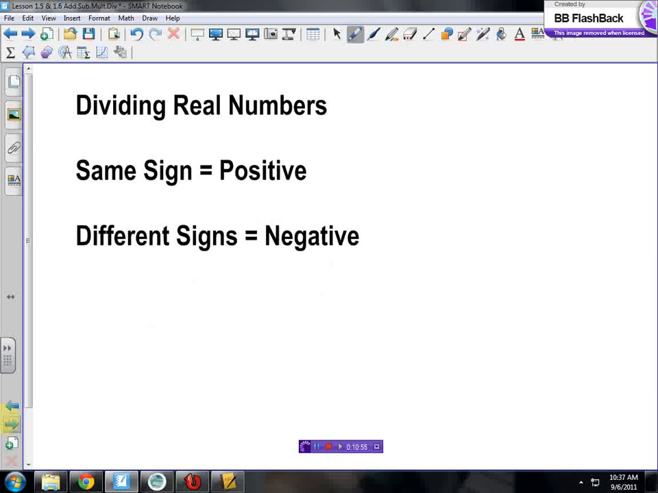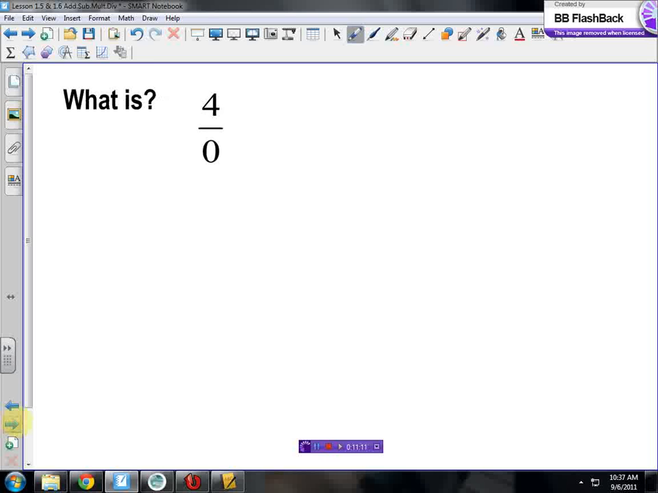Now, dividing real numbers is easy because it uses the same rule as multiplying. Same sign, they're going to be what? Different signs? Negative. Good. Now let's think about this. What is 4 divided by 0? Everybody said 0? Wrong. Everybody said 4 is wrong. Everybody said negative 4 is wrong. It's not a number. You can't divide it.